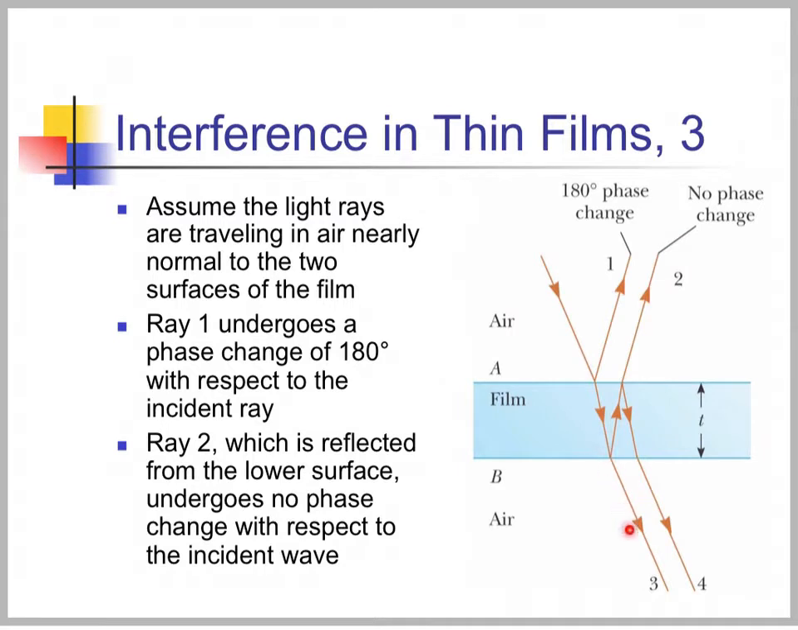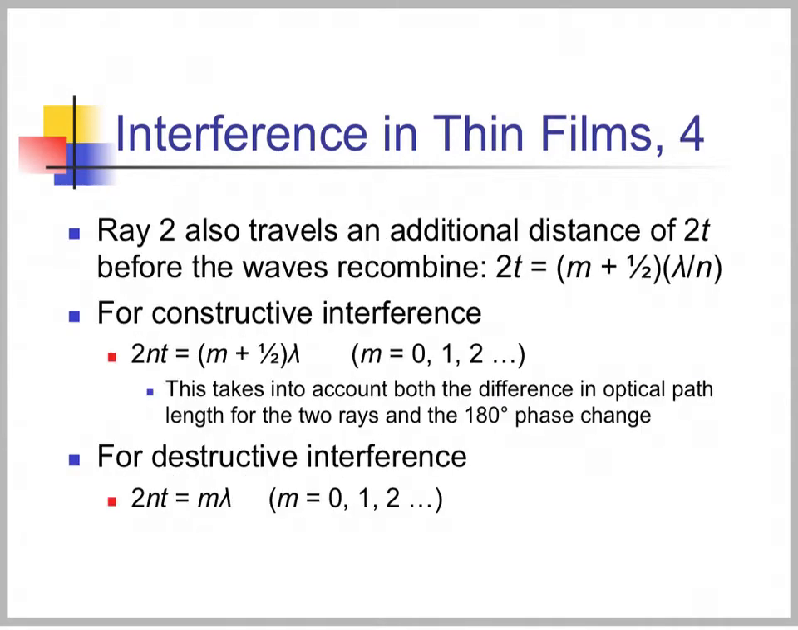Of course, this ray also comes down, and we can get a reflection here with no phase change as it comes through. So we can look at what happens to the light that's reflected and what happens to the light that is transmitted through the thin film. Ray 2 also traveled an additional distance of twice the thickness of the film before the waves recombine. So twice the thickness, that's the distance, has to equal m plus a half times the wavelength of light inside the medium. That is the condition for constructive interference.